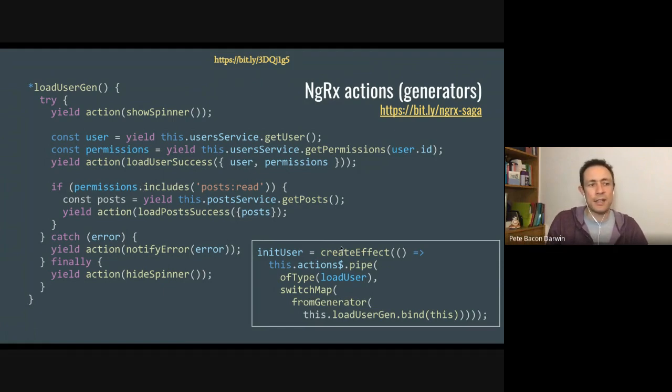Now, the way that this works is that in NGRX, you have this idea of creating an effect. And we have to create this special driver function called fromGenerator, a custom thing that we built, which will take the loadUserGenerator generator function and drive it through a switchMap in order to get the final correct events out through the effect and into the store. I'm not going to show what fromGenerator looks like, but if you click on this link here, the NGRX Saga bit.ly, you'll link through to a GitHub repository where I've got this up and running, and you can go and play with it.